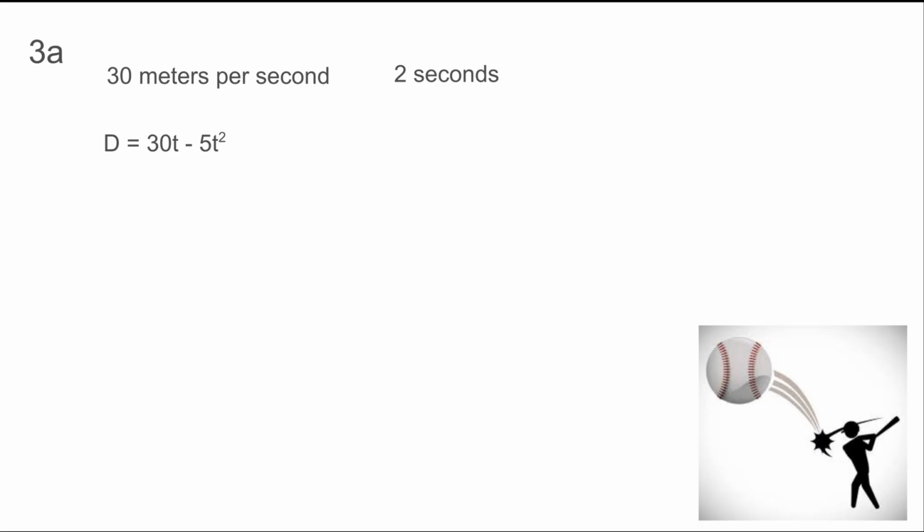So we have our formula. Distance equals rate times time minus 5 times time squared. So we know 30 is our rate. Let's plug in 2 for our time. We're going to solve this in our calculator and we get 40 meters. So after 2 seconds, it will have traveled 40 meters.